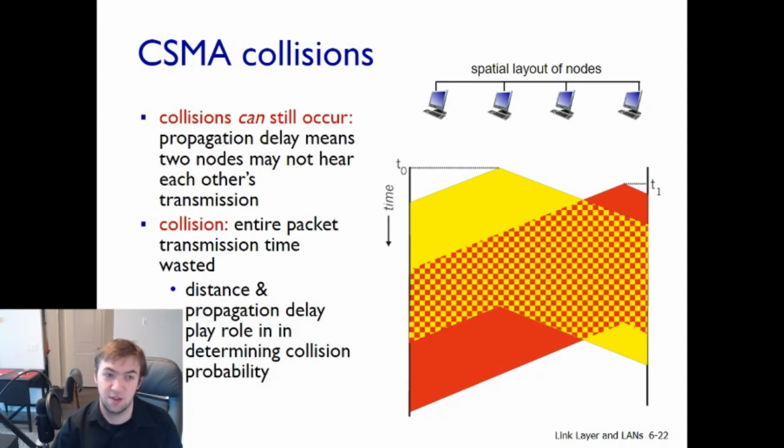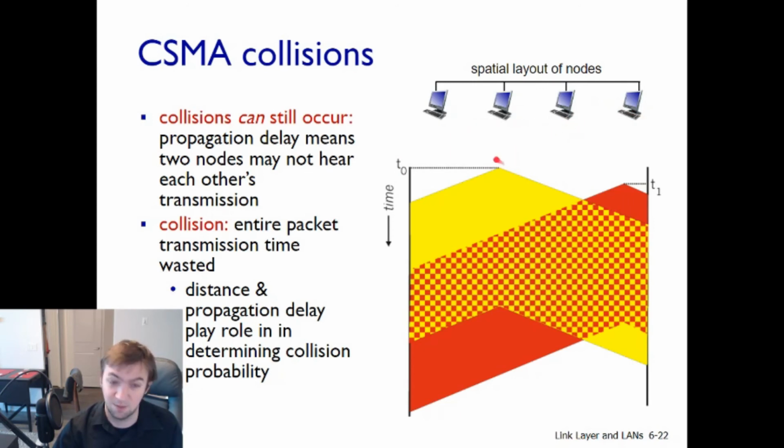Now, CSMA is not perfect, and collisions can still occur, even if you're listening for what's happening on the channel. Because of the delay in time that it takes for one node to hear another one, it may be the case that two of them begin transmitting when they think the channel is empty, but really it's not. So in this little diagram, we have time going from top to bottom, and we may have our nodes spaced out from left to right.